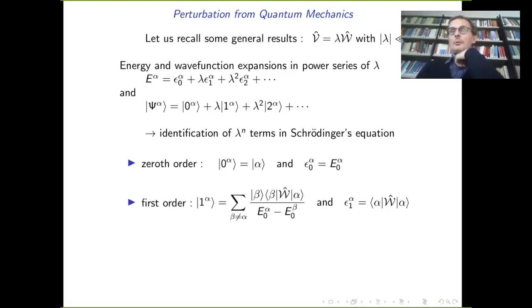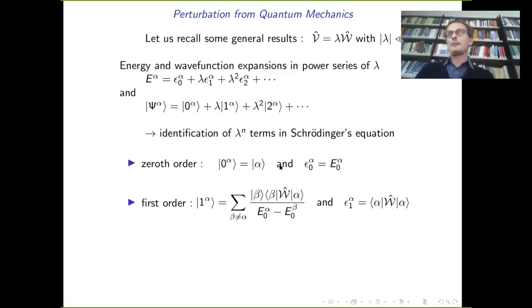At first order, what we find in perturbation theory is that the first order energy correction is, simply speaking, the expectation value of the perturbation. Remember, W is nothing but V introducing this lambda parameter, but this is just how much the perturbation acts on the unperturbed state. Alpha is unperturbed. Okay, and that would be the wave function correction at first order.